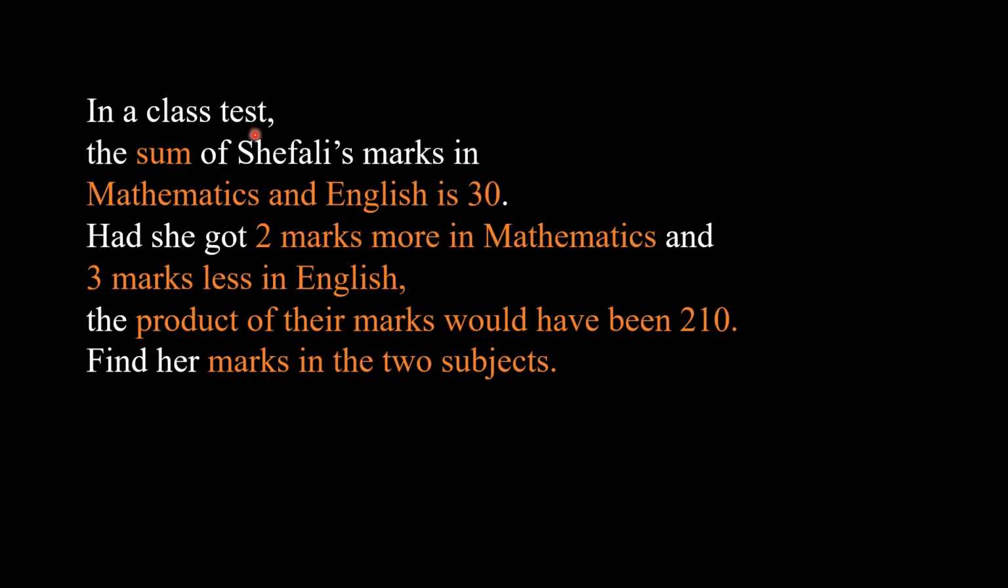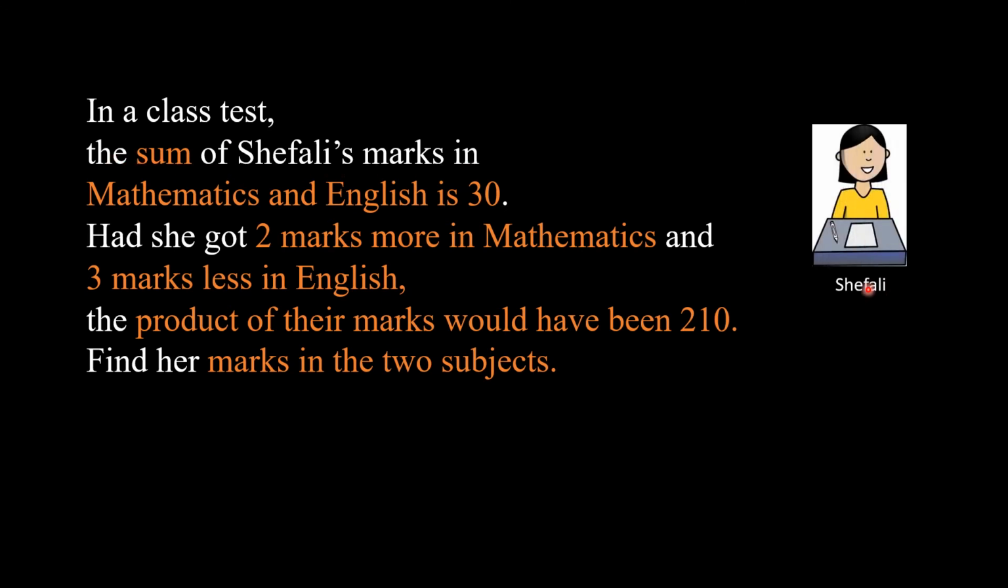In a class test, the sum of Shefali's marks in mathematics and English is 30. Had she got 2 marks more in mathematics and 3 marks less in English, the product of their marks would have been 210. Find her marks in the two subjects. According to the first condition, the sum of Shefali's marks in mathematics and English is 30.